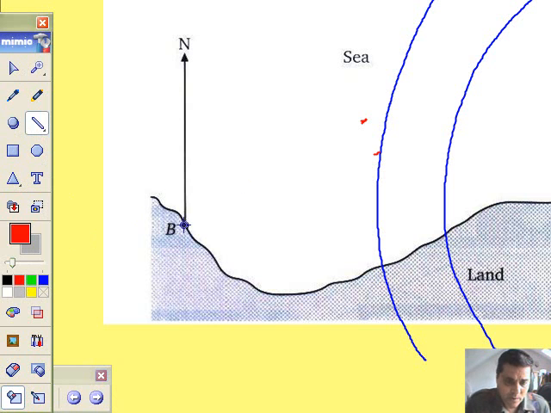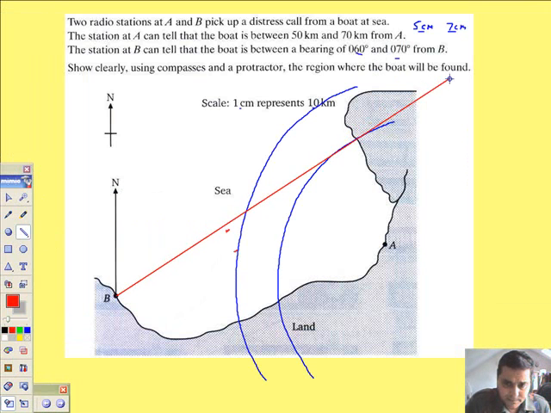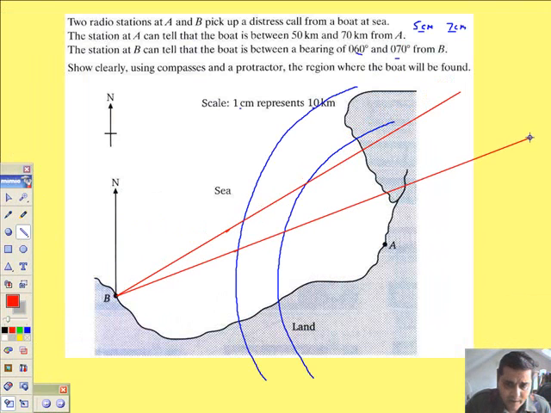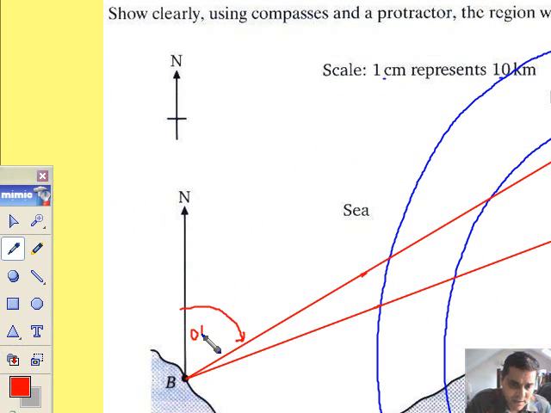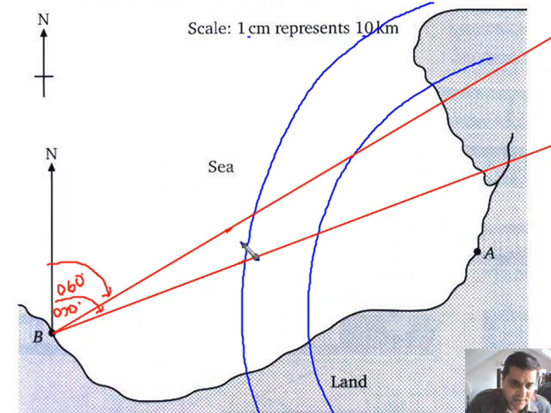Right. Use my straight line facility. We're going to do this question well. Right, the boat is somewhere in that angle because that's 60 degrees, and somewhere within that angle because that is 70 degrees. Essentially, that's my bearing of 060 degrees, and that's my bearing of 070 degrees, and we know the boat is somewhere in here.